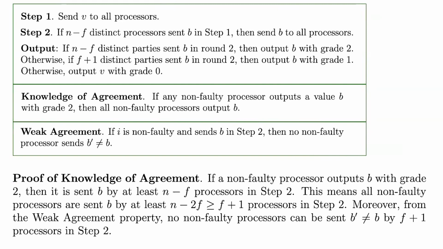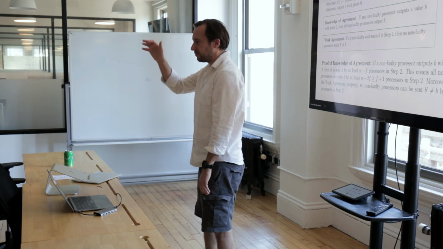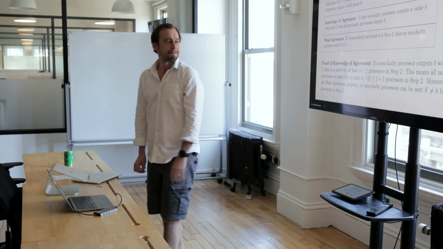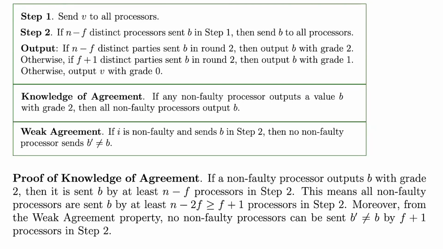Okay, if it was sent B by at least n minus f processors, that means all non-faulty processors were sent B by at least n minus 2f processors, right? Because it's only the f faulty ones that can be making things different. So they're all sent it by at least n minus 2f, so greater than f plus 1 processors in step 2. So that means they're then anyway outputting B.